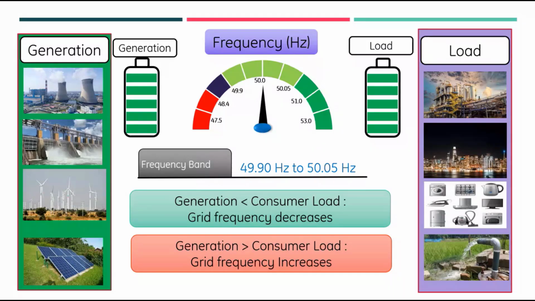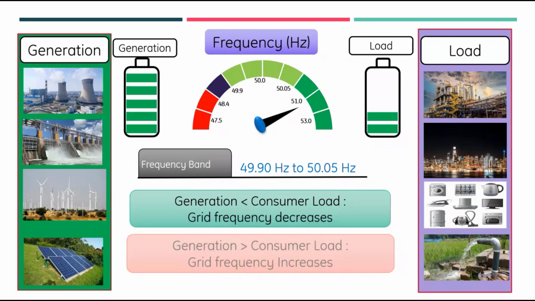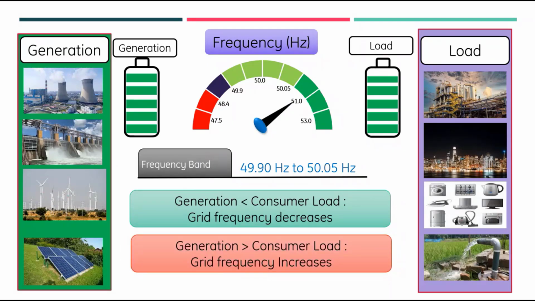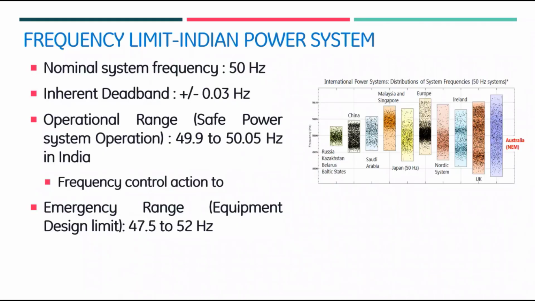We have to increase the generation, and whenever there is an increase in the load, we have a higher frequency and we have to reduce the generation, or if possible, increase the load. So there are different kinds of frequency limits in the power system.